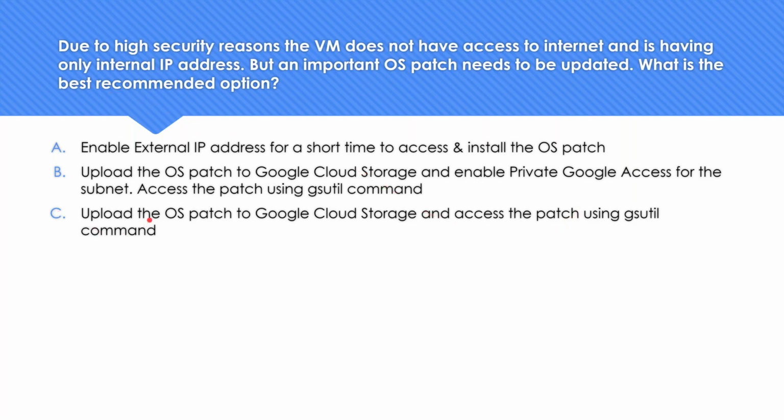Option C, just uploading the patch to storage and accessing it with gsutil, will not work, because if you don't do any extra stuff, by default private Google access is always turned off. Any subnetwork you create has private Google access turned off by default. So if you try to access it that way, option C expects the VM to have an external IP address. Without an external IP address, option C is not going to work. So with the options given, I would say option B is going to be a better choice.